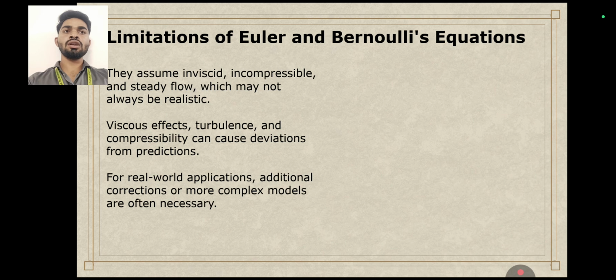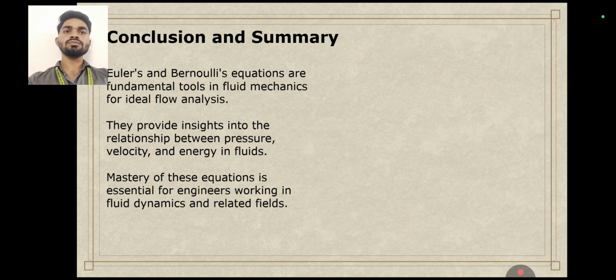Limitations of the Euler and Bernoulli equations. They assume inviscid, incompressible and steady flow, which may not always be realistic, because viscous effects, turbulence and compressibility can cause deviation from predictions. For real-world applications, additional corrections or more complex models are often necessary.